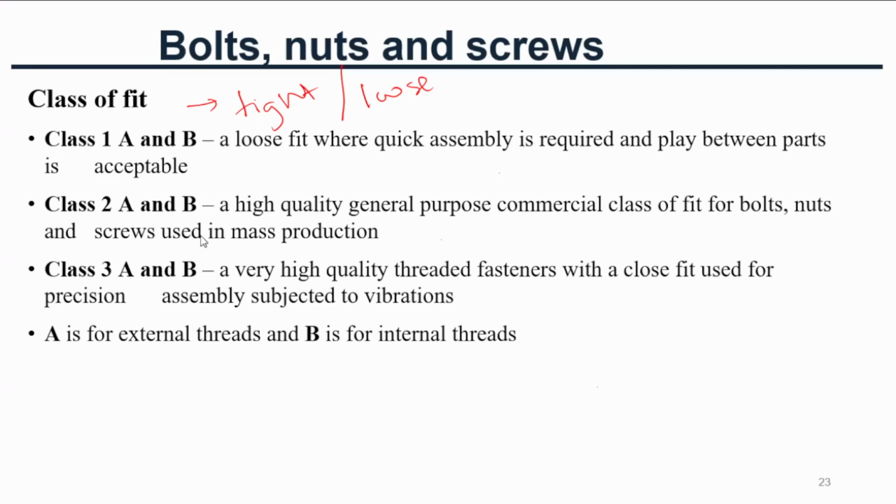Okay, so here you can see classes are represented by numbers 1, 2, 3, and also letters A and B. A means external threads, B means internal threads. Please remember, A means external threads, B means internal threads. So here the first one is class 1A and B.